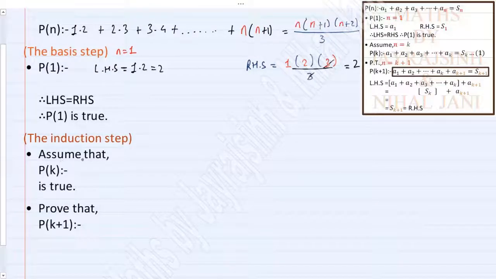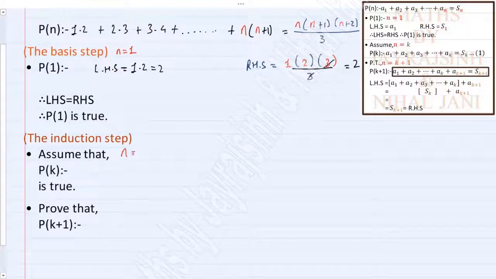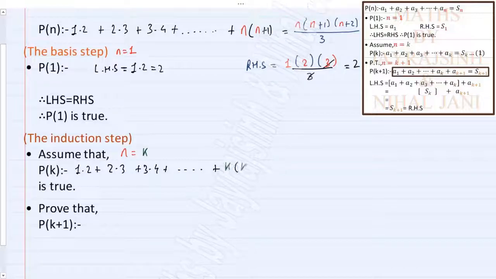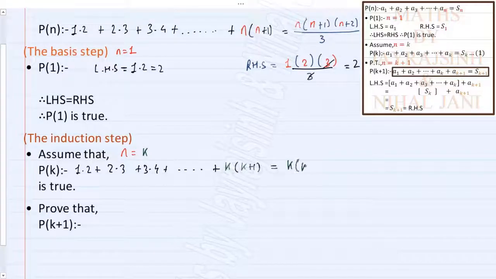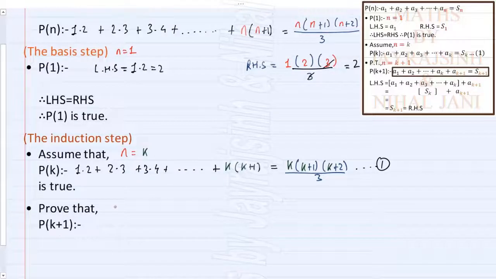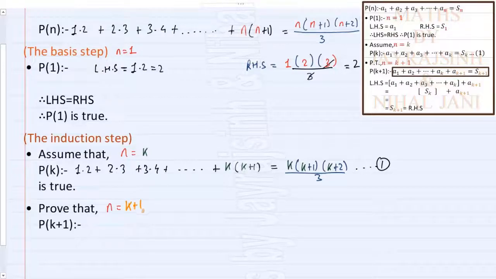For the induction step, we have to assume P of k is true. And to get P of k, we have to replace our n by k. 1 into 2 plus 2 into 3 plus 3 into 4 up to dot dot dot k into k plus 1 is equal to k into k plus 1 into k plus 2, whole divided by 3. Let's call it equation number 1. We have to prove P of k plus 1, and for that we have to replace our n by k plus 1.